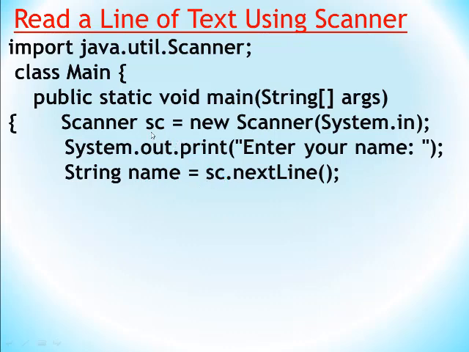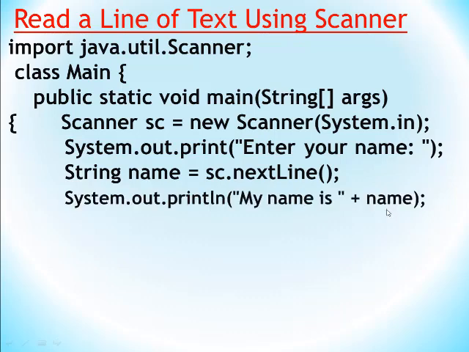String name, this is a variable, you can use any variable name here. sc is the object that you have already declared here. The same object name will be used here, you cannot change. Once you have declared any name here, you have to use the same name. Dot nextLine, it is the method that I explained just now, that this method is used to input a line of text.